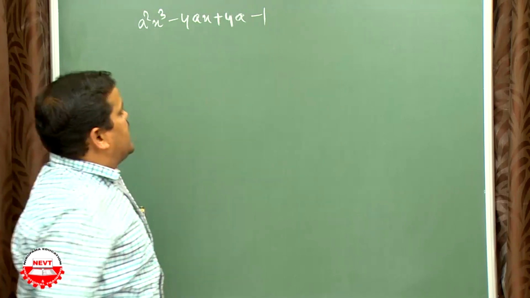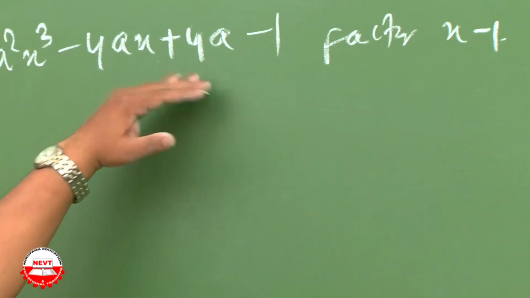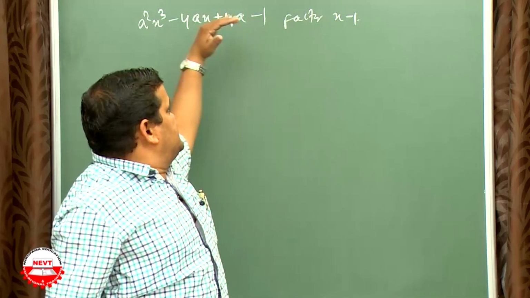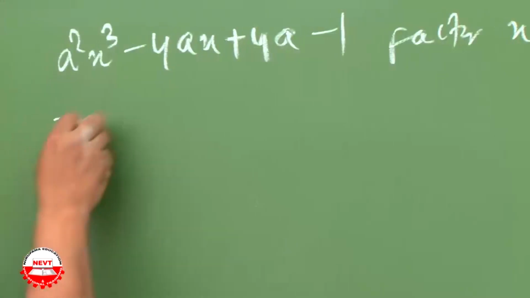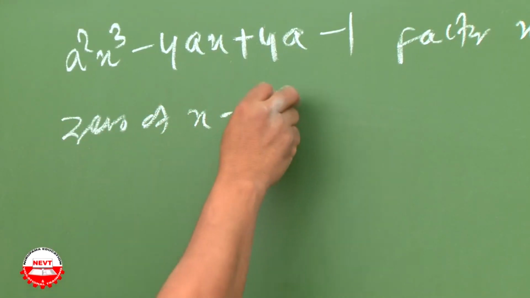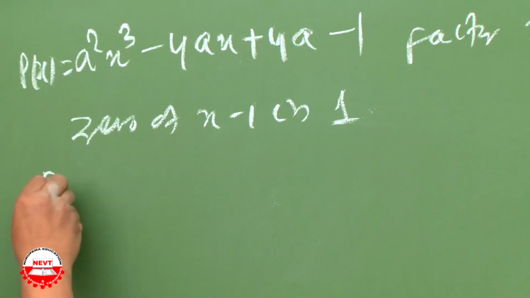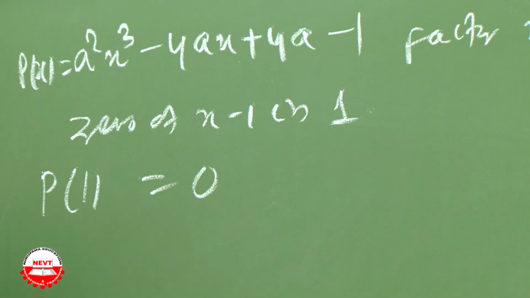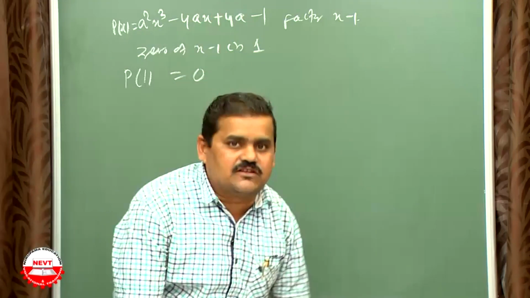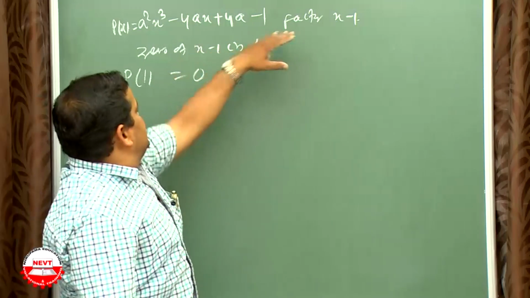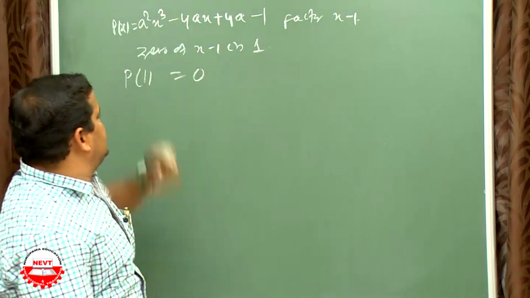If this polynomial has a factor x minus 1, then find the value of a. So, if x minus 1 is a factor of this polynomial, the zero of x minus 1 is 1. So, if this is a polynomial p(x), then p of 1 is equal to 0, because here x minus 1 is already given as a factor. Given means you get the remainder as 0. That means p of 1 is the remainder, which is 0. So now substitute and get the answer.